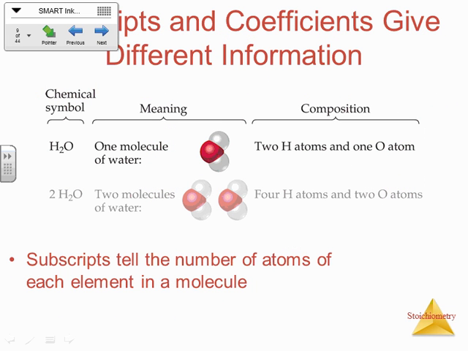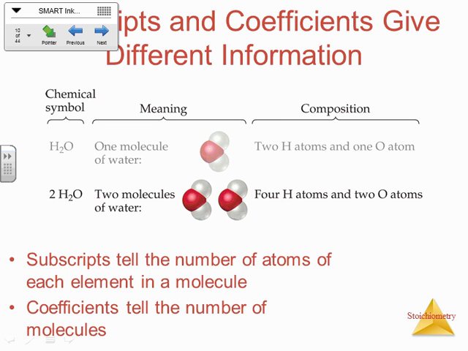All right, let's go on a little bit here. Subscripts and coefficients give different information. So this is why we don't change the subscripts, okay? If you have a chemical symbol H2O, that means one molecule of water, okay? So there's sort of an understood 1 right here. And that's what the coefficient tells you, okay? Now the subscript basically tells you the composition. It tells you that there are 2 H's and 1 oxygen in every H2O molecule, okay?